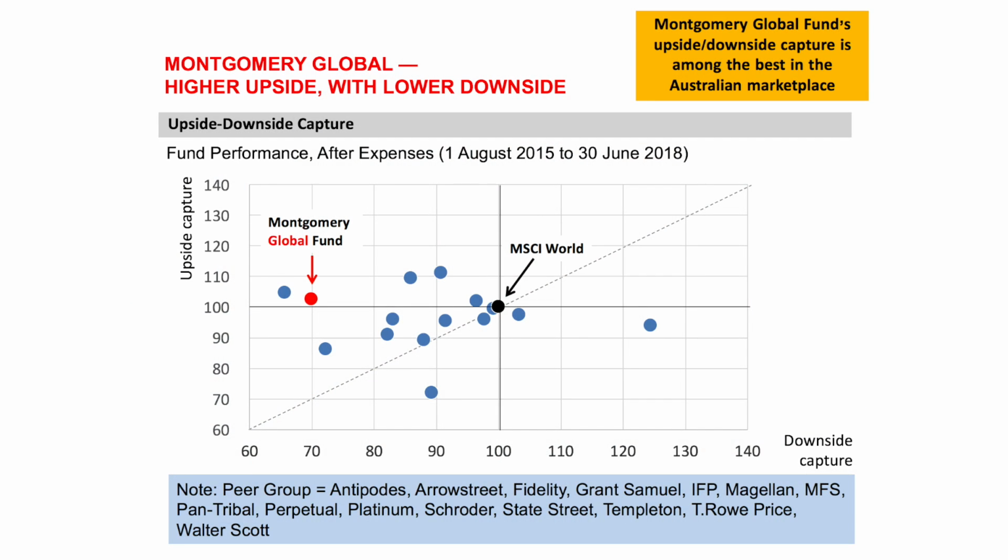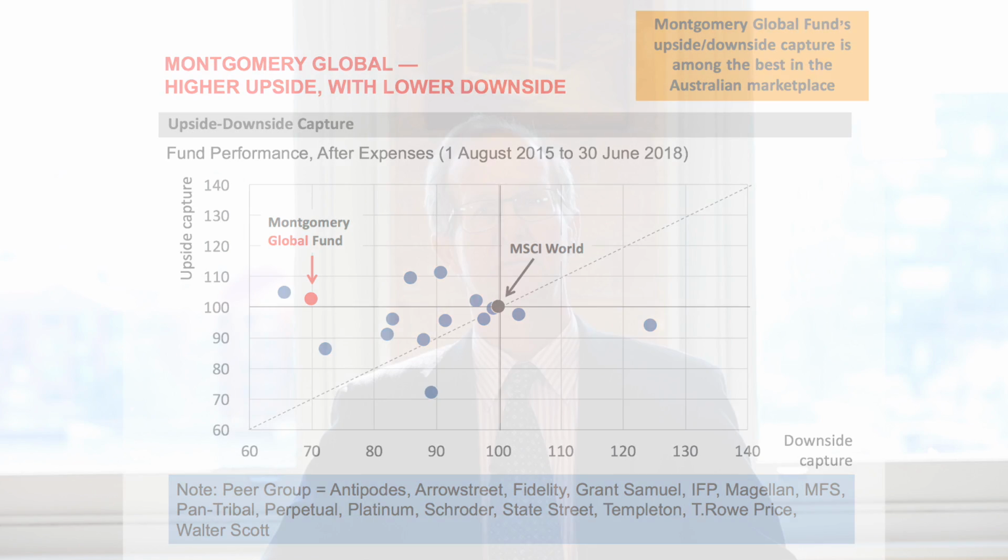In short, the Montgomery Global Fund has put on 45.5% after fees and expenses, outperforming its benchmark by nearly 14%, or an average of 3.75% per annum. The following graph shows the Montgomery Global Fund has demonstrated very good risk-reward attributes over its 3-year life. When the market goes up, the fund captures 102% of the upside. Conversely, when the market goes down, the Montgomery Global Fund captures only 70% of the downside.